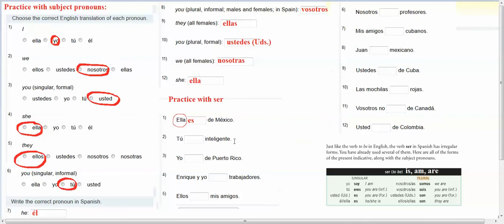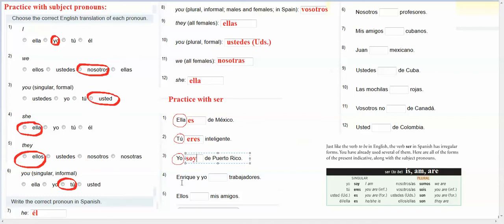Okay. Tú blank inteligente. Again, it's going to be a form of ser. Who is intelligent? The subject comes before the blank, so it's you. Here's the spelling of ser that I want, and that's what I'm going to plug in here to say that you are intelligent. Okay. Here, yo blank de Puerto Rico. Who's from Puerto Rico? Again, the subject comes before the blank. It's yo. Here's the spelling of ser I would need to correctly say that I am from Puerto Rico. Yo soy de Puerto Rico.